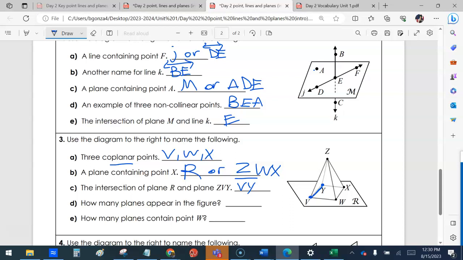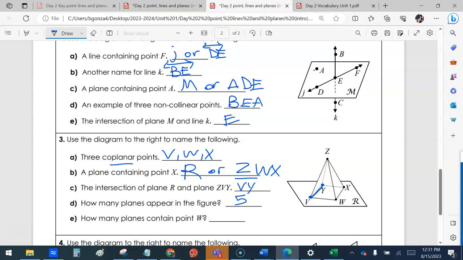Okay? How many planes are in this figure? I'll tell you real quick. There's a bottom flat surface. And how many flat surfaces are on the side of that pyramid? 1, 2, 3, 4, right? So I got 4 on the sides, 1 on the bottom. That's 5 flat surfaces. Okay. So again, planes are just flat surfaces.